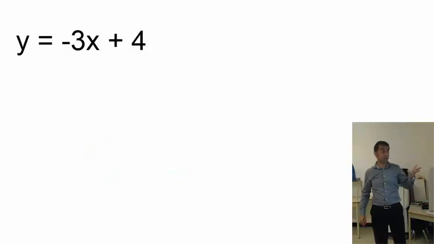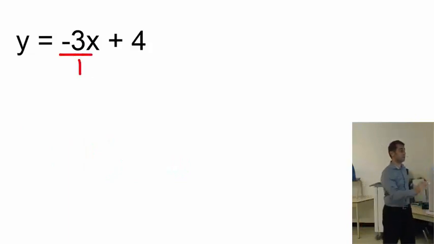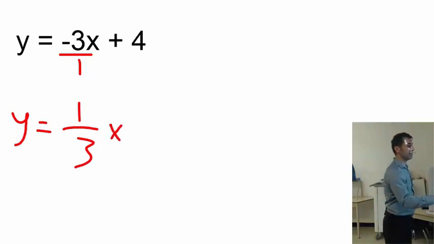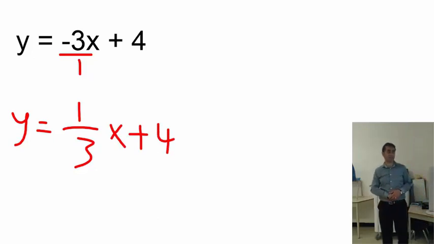How about here? I don't see a fraction here. Let's assume we have a fraction as the slope. So y would be 1 goes up, 3 goes down. Opposite sign is positive x, and minus, plus 4. I can write it on the same line. It's not going to affect it.